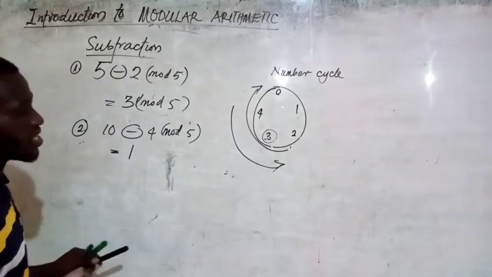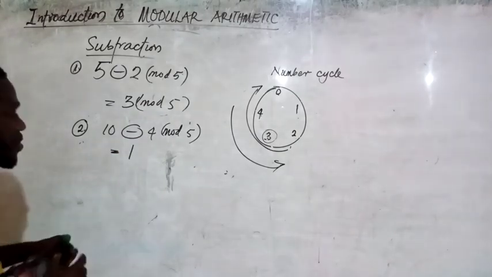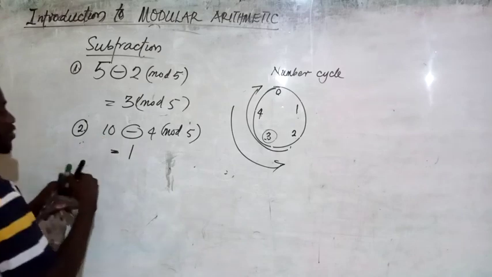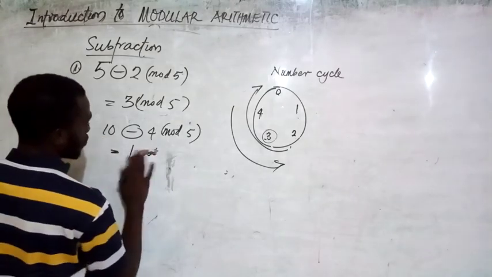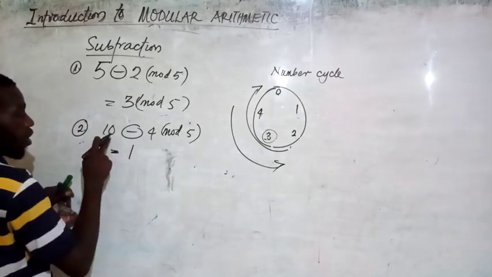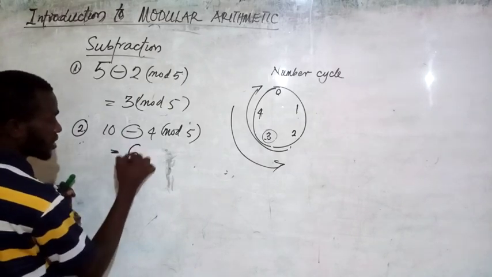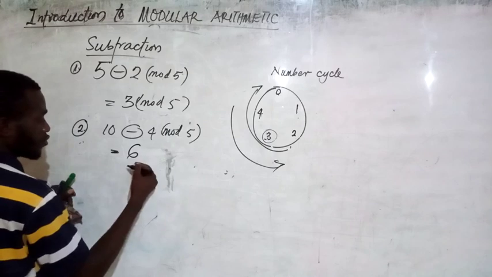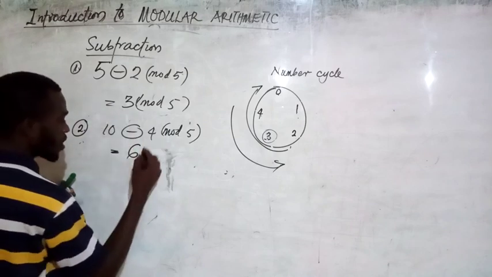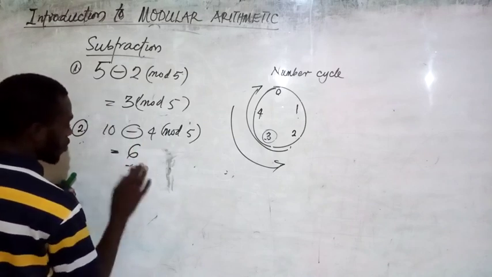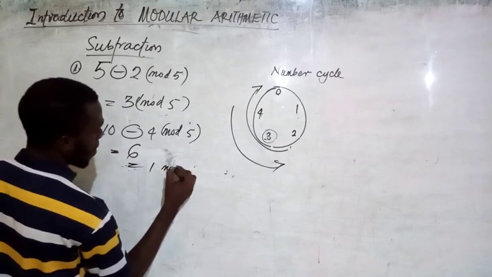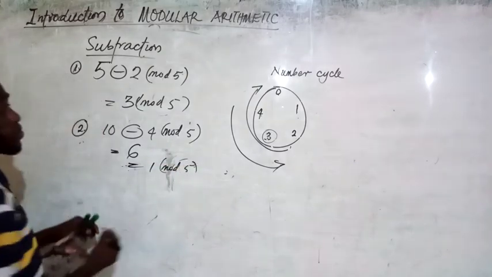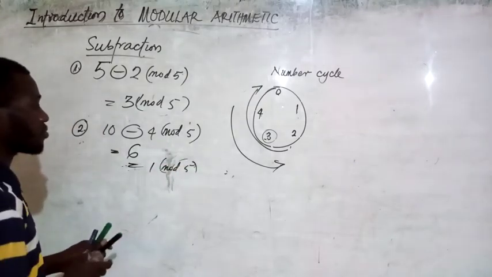The other way to do this, using the division method, is this. Ordinarily, 10 minus 4 will give you 6. But you now divide this by 5. This 6 by 5 is going to give you 1 remainder 1. So that remainder is 1. So that is going to be our answer, 1 mod 5. So that is the other way to do it using the division method.